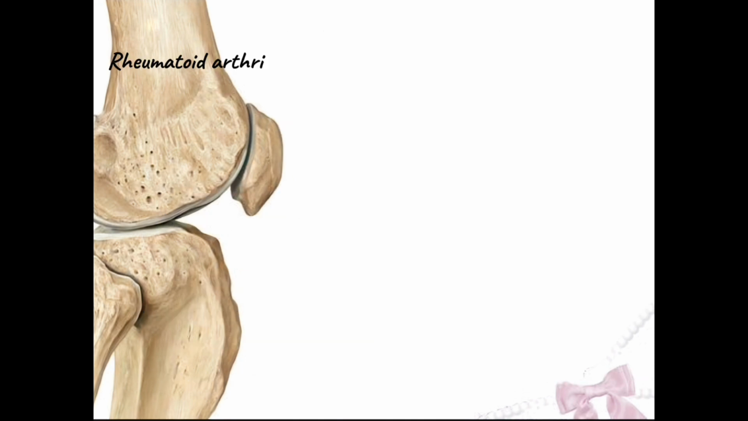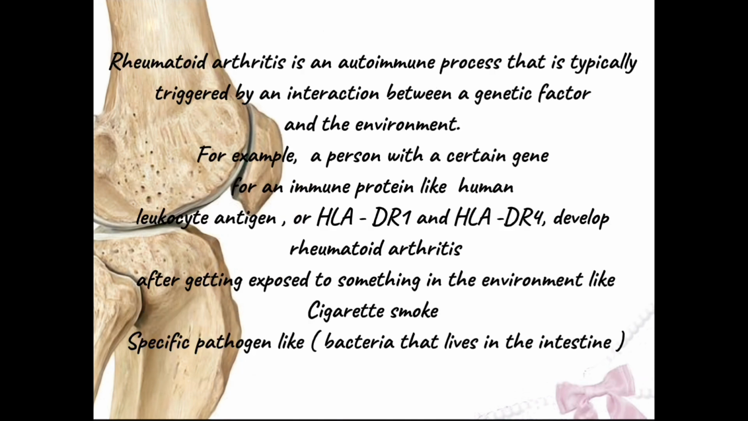Rheumatoid arthritis is an autoimmune process that is typically triggered by an interaction between a genetic factor and the environment. For example, a person with a certain gene for an immune protein like human leukocyte antigen, or HLA-DR1 and HLA-DR4, develops rheumatoid arthritis after getting exposed to something in the environment, like cigarette smoke, or a specific pathogen, like bacteria that lives in the intestine.